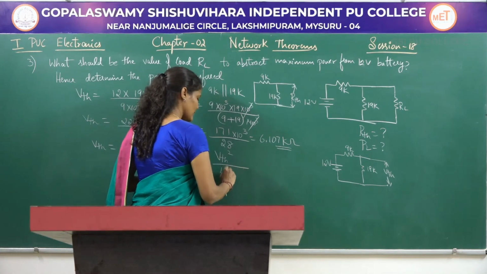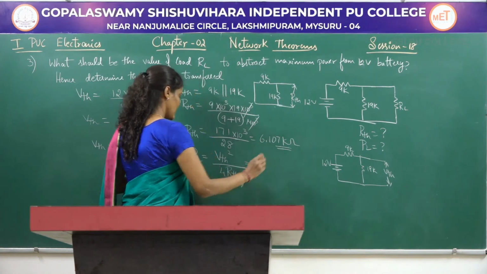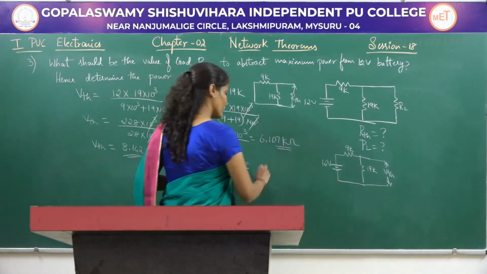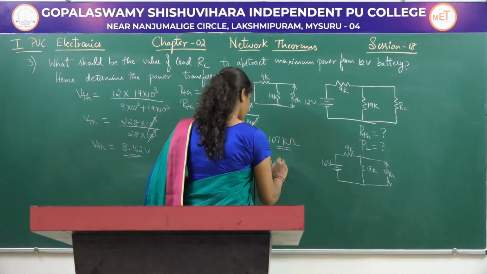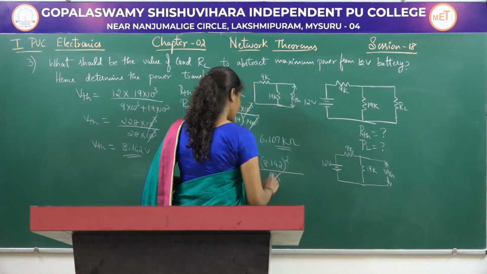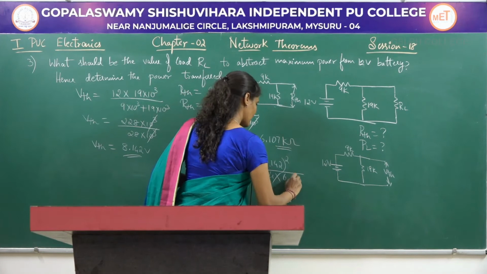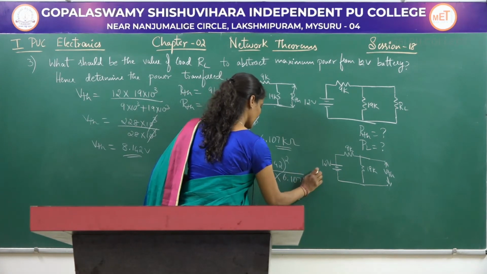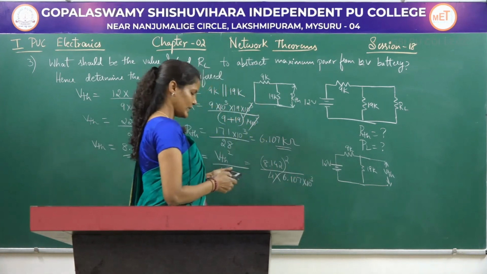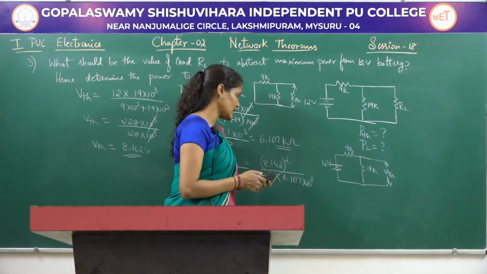Now you have to find out PL, where PL can be calculated using this formula: V Thevenin whole square divided by 4 R Thevenin. We know that V Thevenin value is 8.142. So 8.142 whole square divided by 4 into R Thevenin value, which is 6.107 kilo. Kilo in the sense into 10 to the power of 3. So let us substitute this. Let us find out this answer.